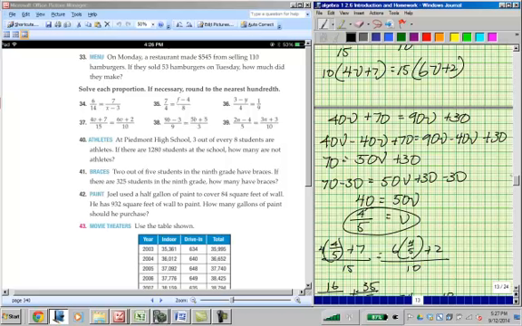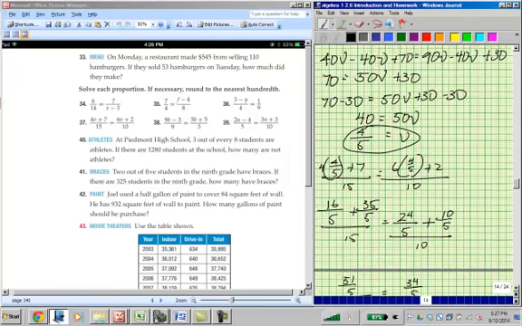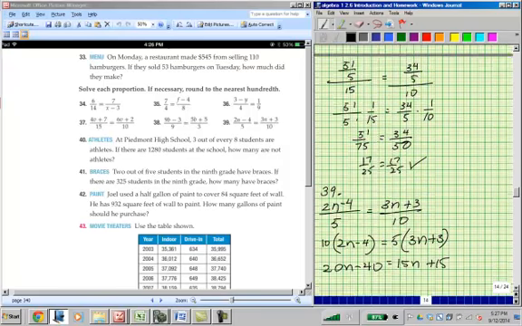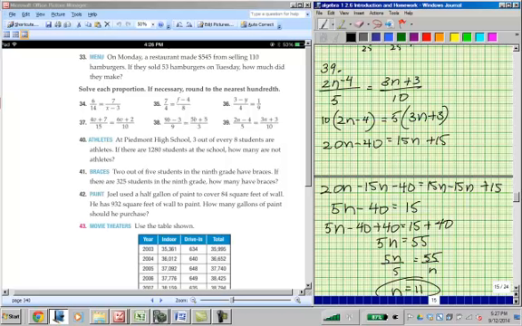And I subtract 15n from both sides, and I get 5n minus 40 equals 15. I add 40 to both sides. I get 5n equals 55. I divide both sides by 5, and I get n equals 11, and then I check that.